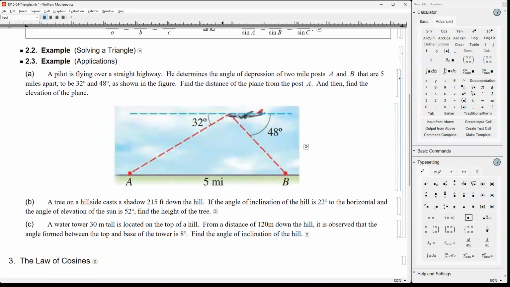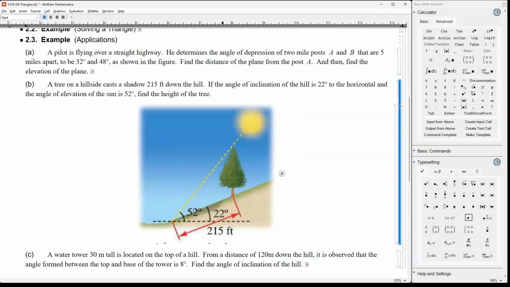Now, let's begin a problem with an obtuse triangle. Here we go. Stop the playback and think about it. A tree on a hillside casts a shadow of 215 feet down the hill. If the angle of inclination of the hill is 22 degrees to the horizontal and the angle of elevation of the sun is 52 degrees, find the height of the tree.